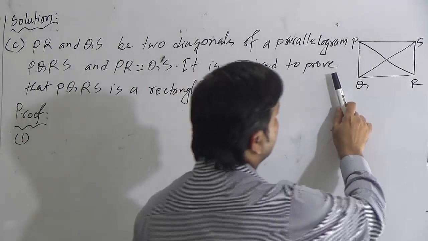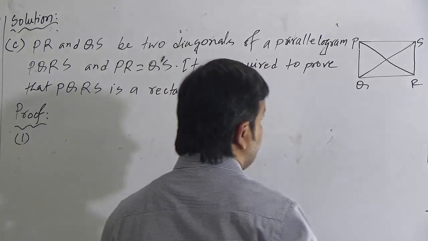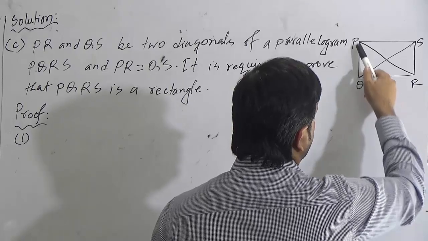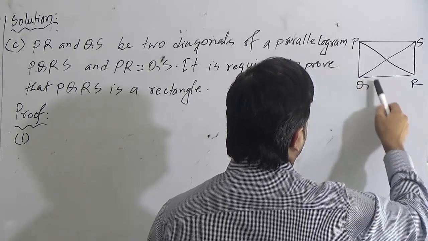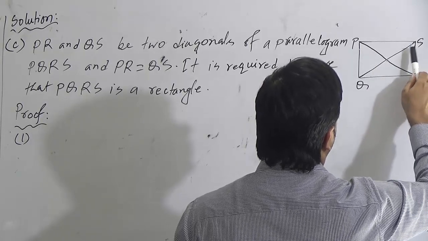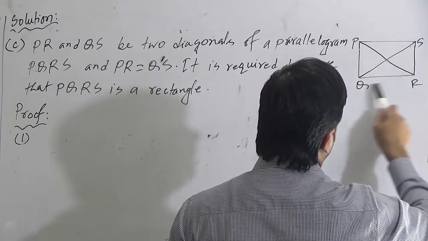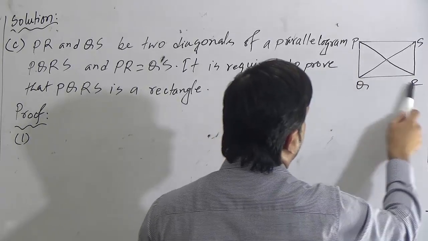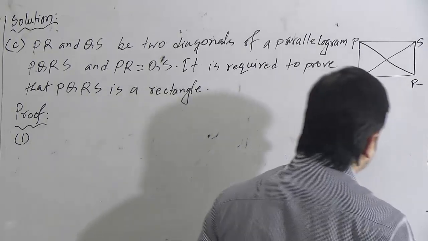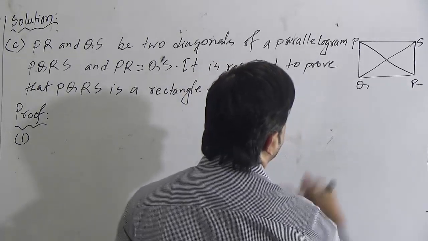Dear students, if you notice here, PQRS is a parallelogram. In this parallelogram, we have drawn two diagonals PR and QS. This PR diagonal forms a triangle PQR and QS diagonal forms a triangle SQR or SRQ. We can say anyone. PQR, another one QRS. We can compare these two triangles here. If we compare these two triangles, what will we get here?